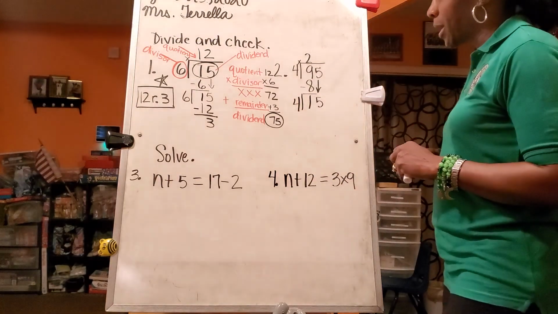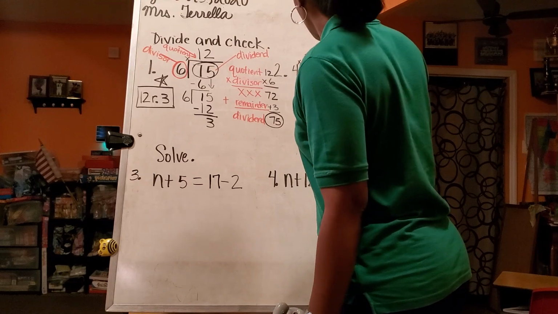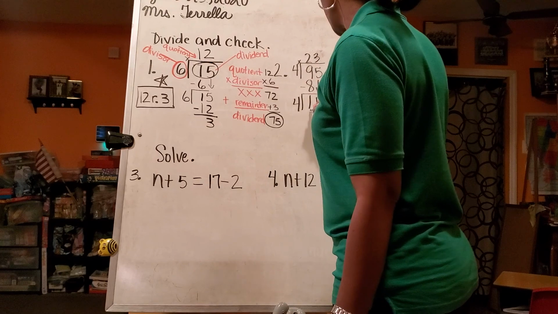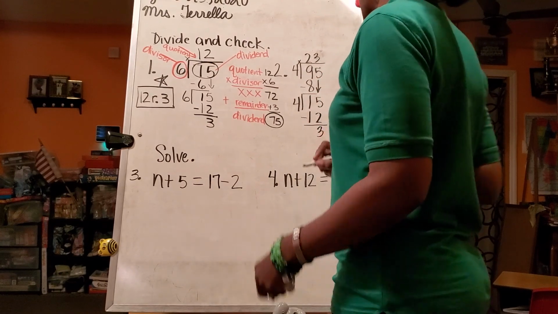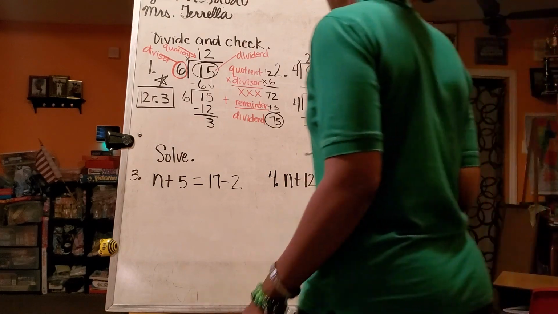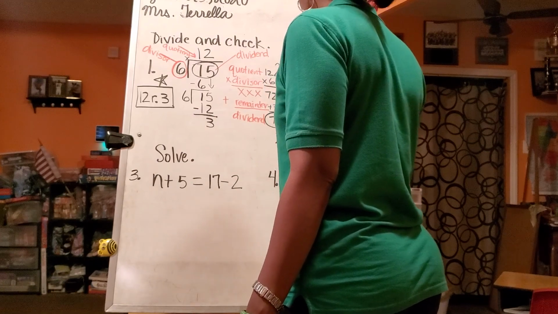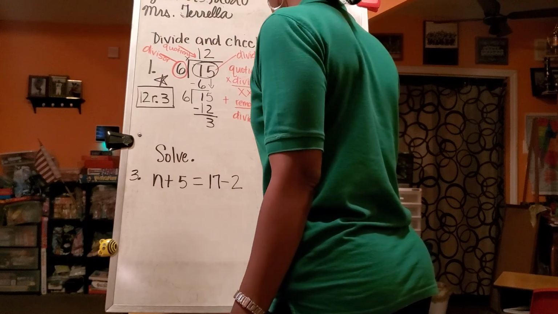4 times 3 is 12, so I'm going to use that. 3, not a 2. 3 times 4 is 12. I'm going to subtract. Look at that. I got a 3 for my remainder again. So it looks like my quotient is 23 remainder 3. Let's check it just to make sure.